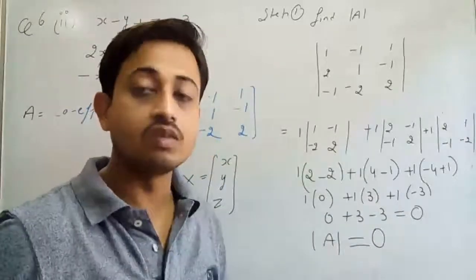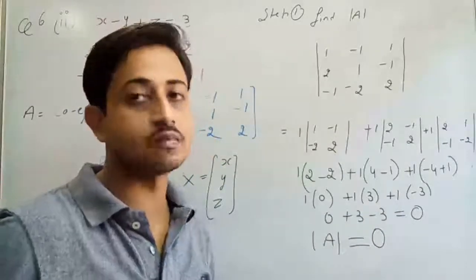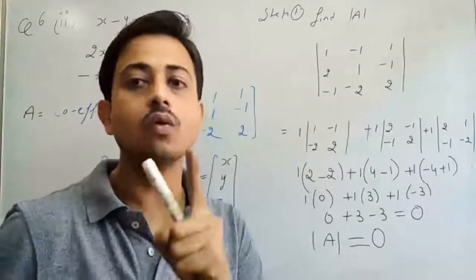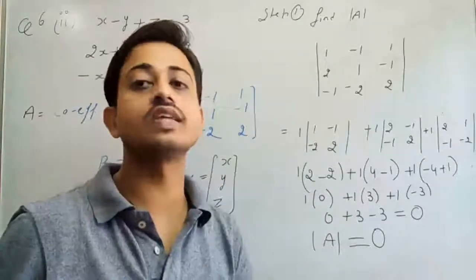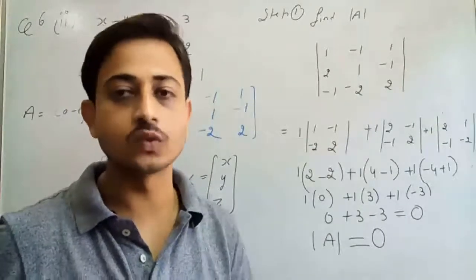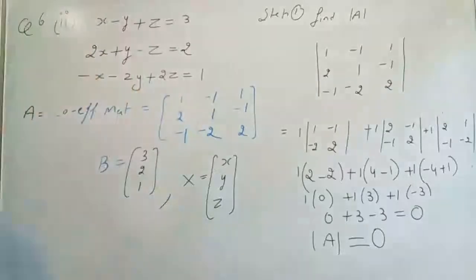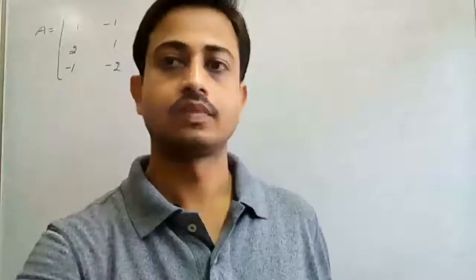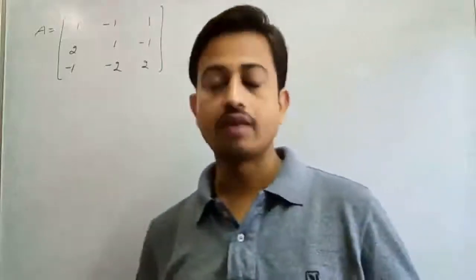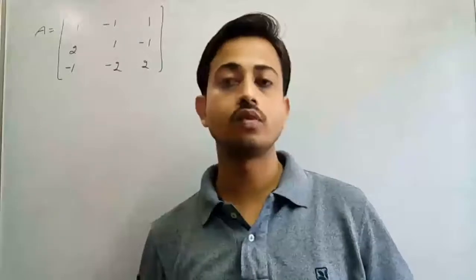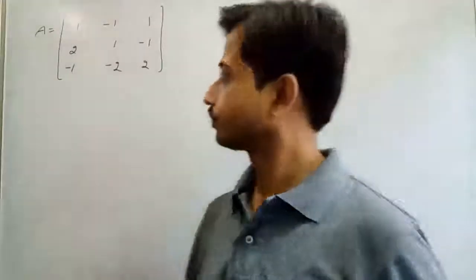So what is the next step? We have to verify our next step. What's the next step? We have to find out adjoint of A into B to check whether the solutions are consistent or inconsistent. So please make a note. So our next step is what? We have to find out the adjoint. So solving this, first we have to calculate the cofactors.